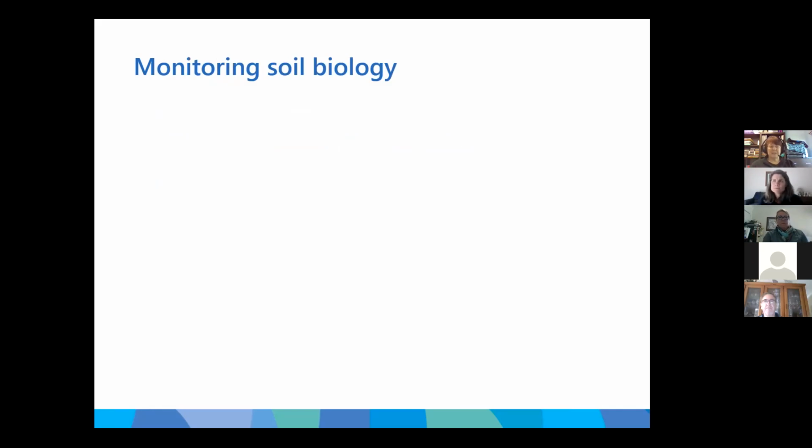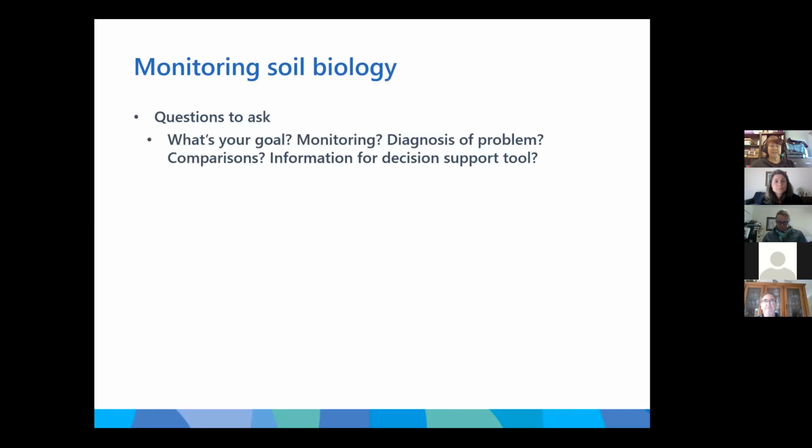How do you monitor and see if it's actually happening and you're improving or increasing your soil biology? So it depends. You've got to ask yourself some questions. What's your goal? Are you monitoring? Are you diagnosing a problem? Are you wanting to do some comparisons? Do you need some specific information for a decision support tool? Because you can't just go out to the paddock and say, I want to know more about my soil biology. Now that you know how complex it is, we need to have tools which answer your specific questions.